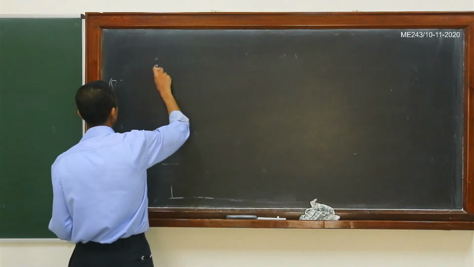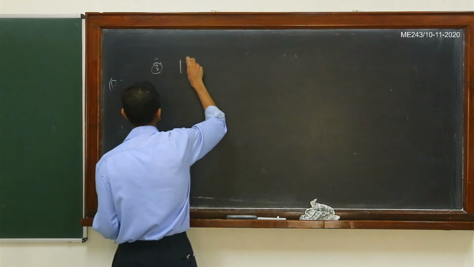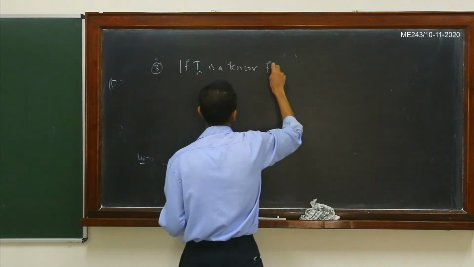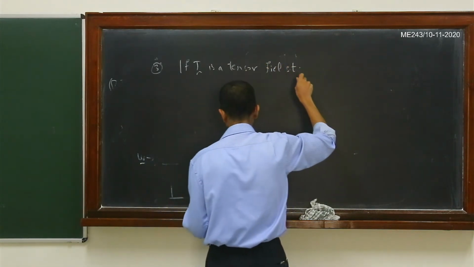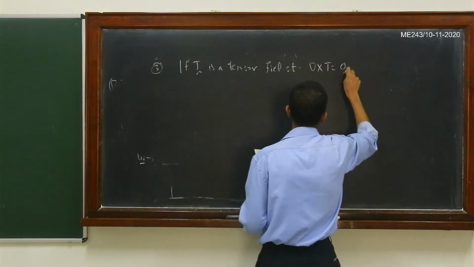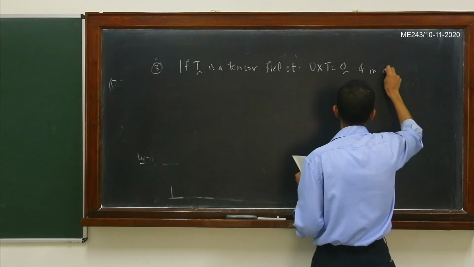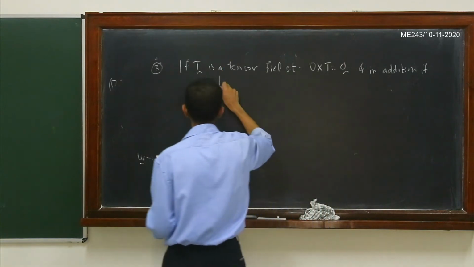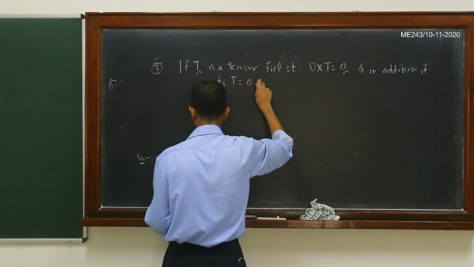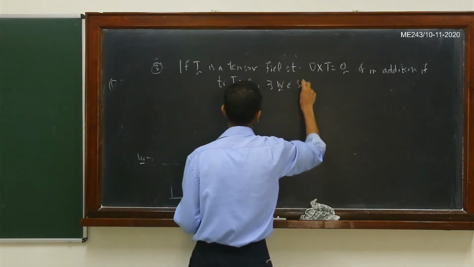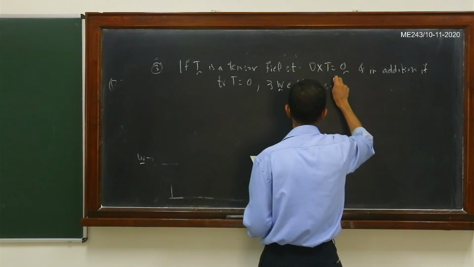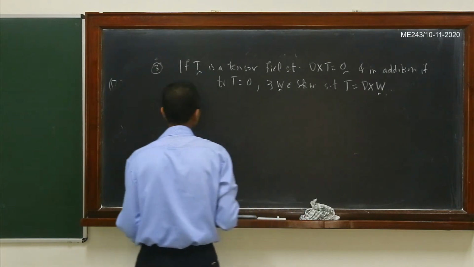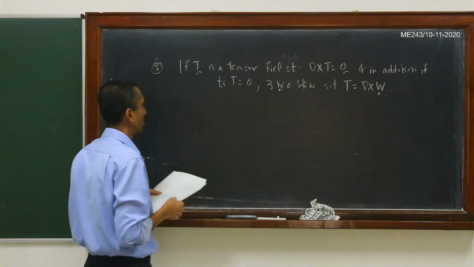So third result now is, if T is a tensor field such that del cross T is equal to 0, and in addition if trace of T is equal to 0, then there exists W belonging to skew such that T is equal to del cross W. So we can write T basically as a curl of a skew symmetric tensor. Okay, so let us prove this. So proof of this.